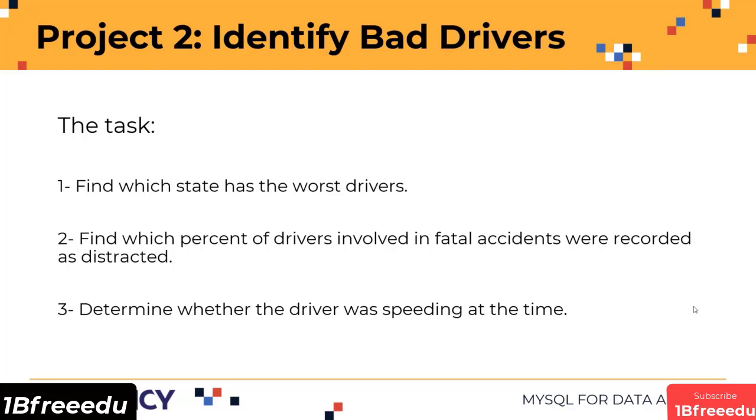First, find out which state has the worst drivers. Here we'll be able to see as well which drivers have been flagged as being drunk or having been drinking at the time of their accident. Second, we'll find out the percentage of drivers involved in fatal accidents who were tagged as being distracted at the time of their accident. This can mean talking on the phone, texting, or just generally not paying attention to the road. Last but not least, we'll also determine which drivers were driving over the speed limit at the time of their accident. Hands down, a great way of breaking down all the driving information to keep you safe.